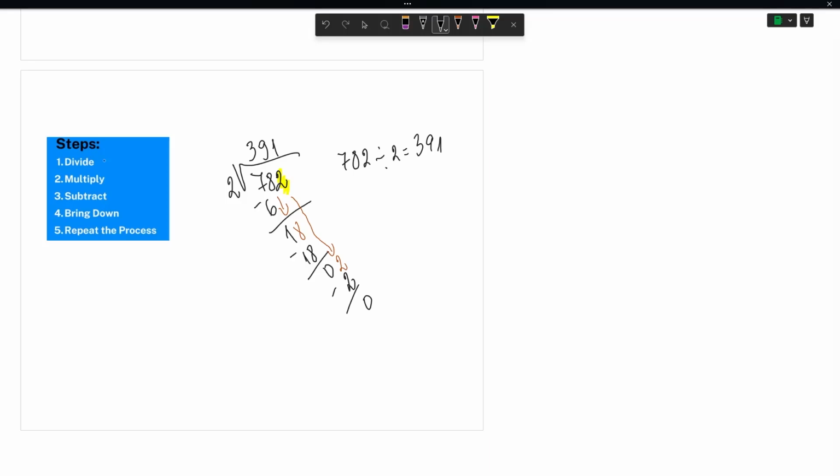So the most important thing is to follow your steps. So step 1, divide. Step 2, multiply, step 3 subtract, and then step 4 bring down, and again you repeat the process. And when you have a 0, that means you can't do anything else in your calculation, so your answer is ready.